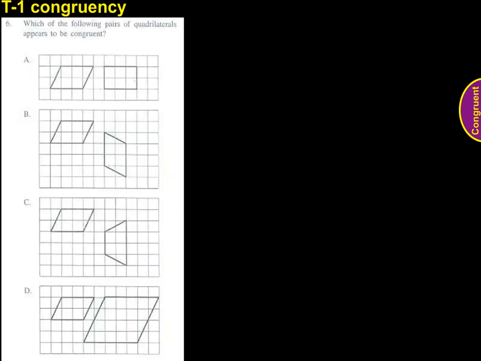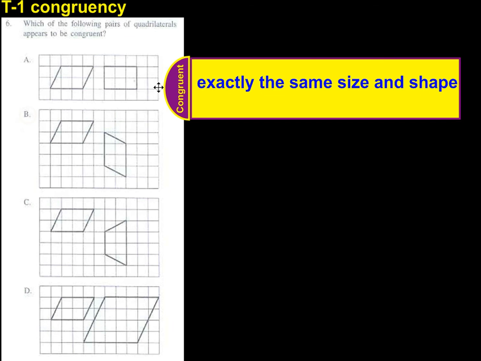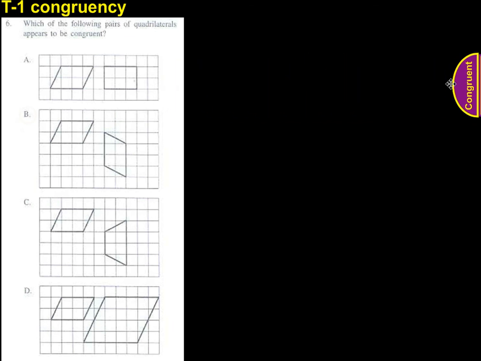And number 6. Which of the following pairs of quadrilaterals appear to be congruent? Remember, congruent means exactly the same size and shape. So these two, not the same shape. These two appear to be the same shape and the same size, so maybe B. C, two completely different shapes. D, same shape but not the same size, so B is clearly the right answer.